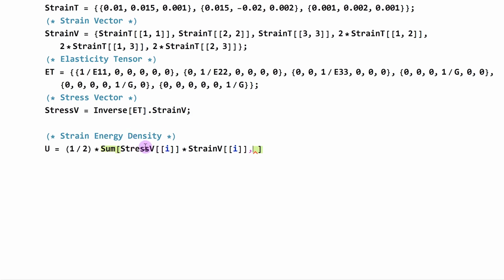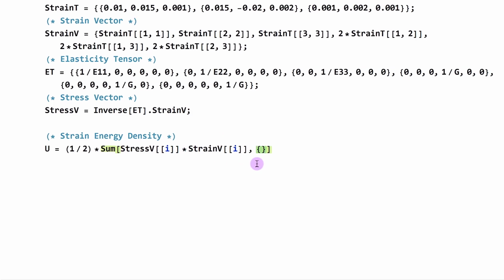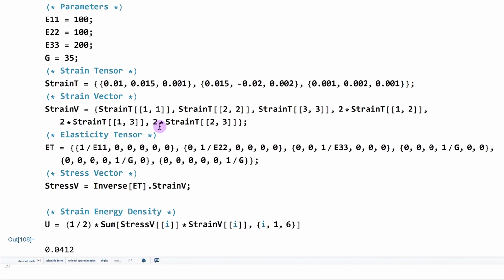And that's what I have here. I basically have sigma 1 times epsilon of 1, sigma 2 times epsilon of 2. The only thing that we have to do is define this i. So this is going to be in the second part here. We're defining i, and we know that i starts at 1. What we want to do is go throughout the whole vector. If we remember, the vector actually has 6 components, so we start at 1 and end at 6. All right, if I run this, I get that the strain energy density is equal to 0.0412, which is exactly what is listed in the assignment. So it must mean it's correct.